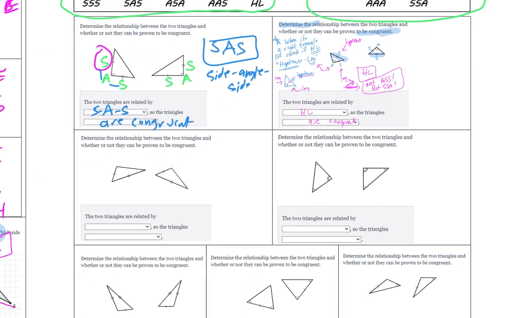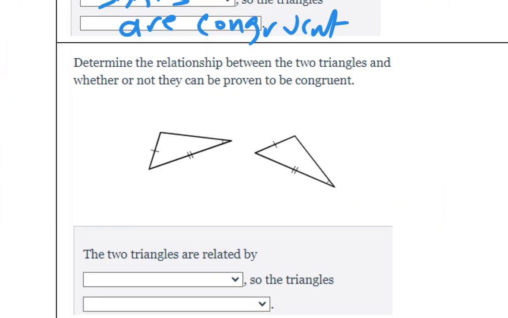All right, let's keep it moving. All right, let's see over here. Determine the relationship between these two angles. All right, let's pause the video and see what you can come up with.